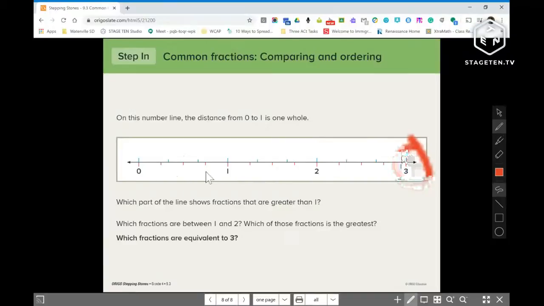If we're talking about quarters, 4/4 make 1 whole. 8/4 make 2 wholes, and finally 12/4 would give us 3. So 12/4 is also equivalent to 3.